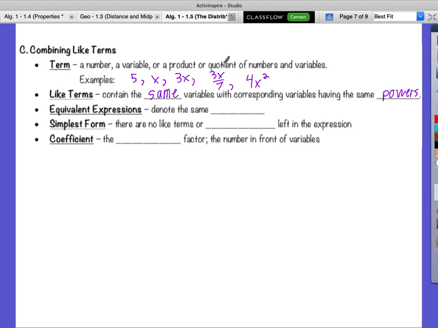Now equivalent expressions. If we're saying equivalent, what's it mean to be equivalent? The same, right? Like equal, okay? So they denote or mean the same value. If two expressions are equivalent, that means they equal the same thing, they're the same value.